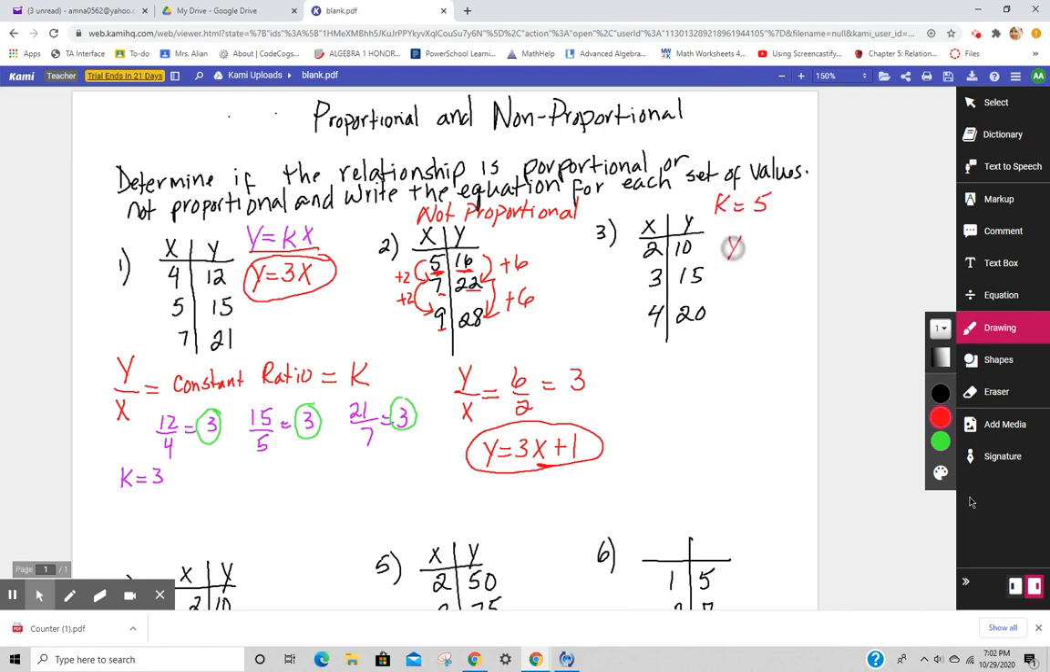We can simply write our equation. Remember, it's y equals kx. All we have to do is replace k with 5, since the constant ratio, or the value of k, is 5. So that's the equation that goes with this relationship, and it is proportional. Okay, let's keep going.